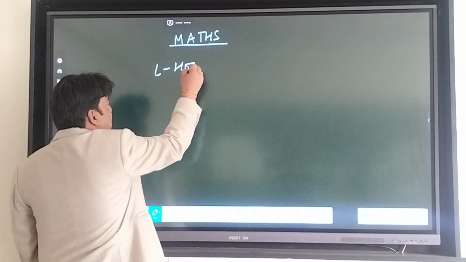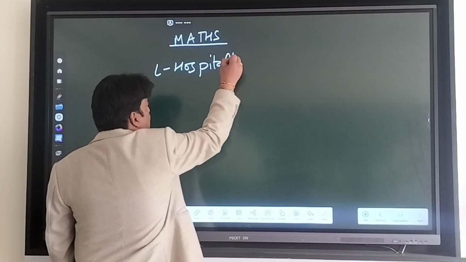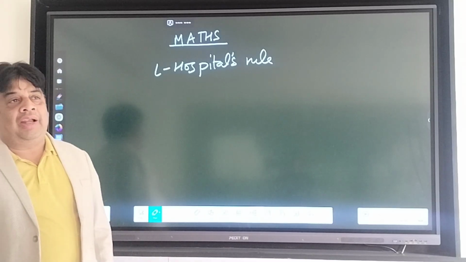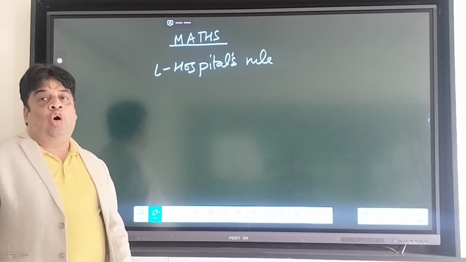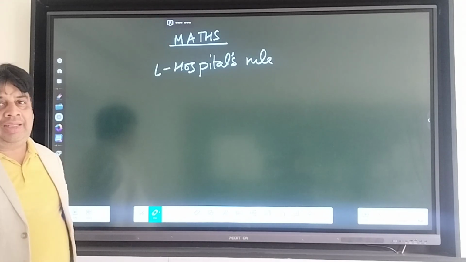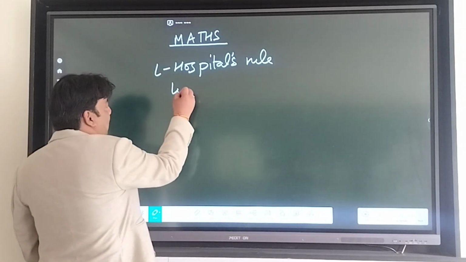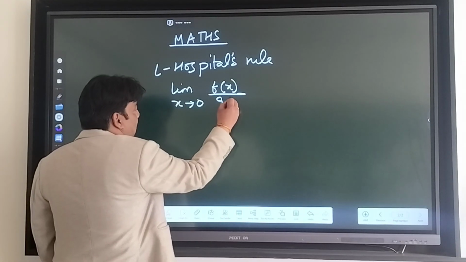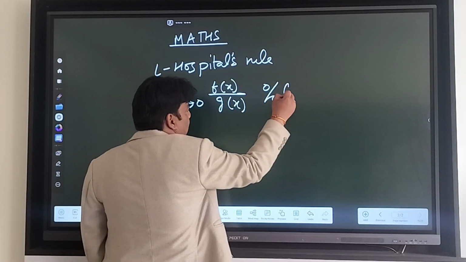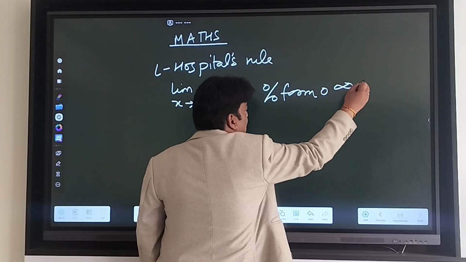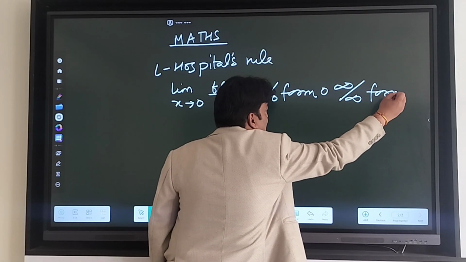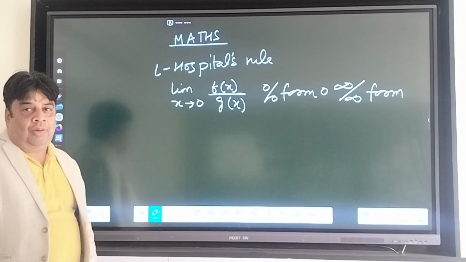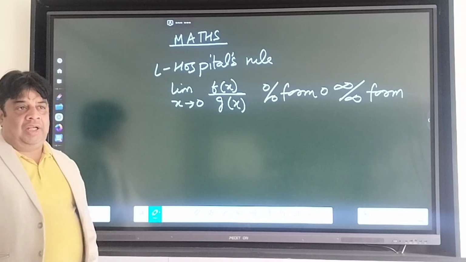It is written like this, but somebody pronounces it one way and somebody says it another way. Whatever it is, you understand the concept. Suppose we have limit x tends to 0, f(x) upon g(x). This is 0 by 0 form or infinity by infinity form. There are many indeterminate forms, but we will apply this rule only in two indeterminate forms, that is 0 by 0 and infinity by infinity.